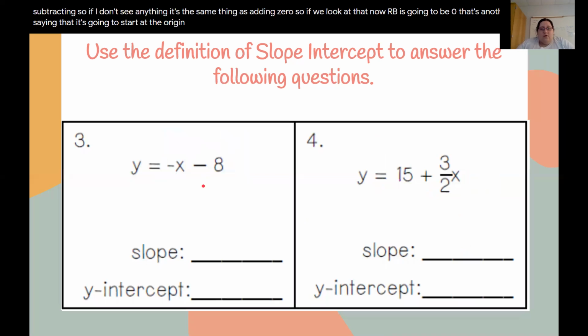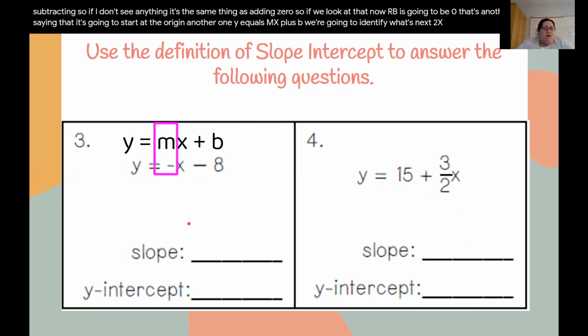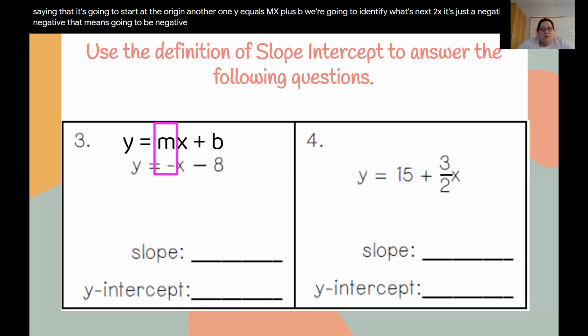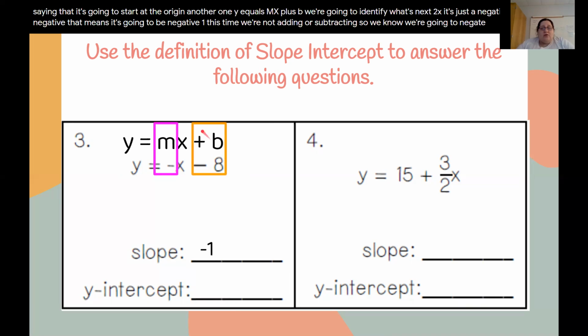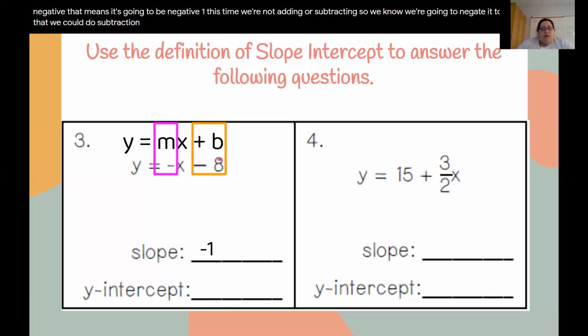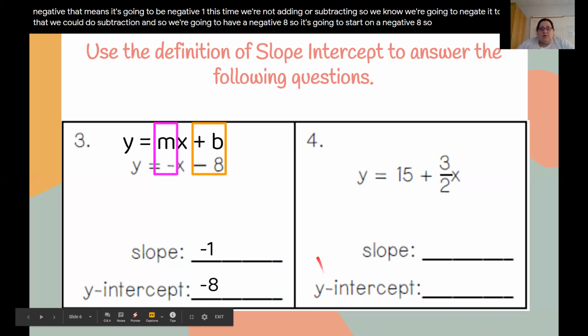Okay, so we have another one, y equals mx plus b. We're going to identify what's next to x, and it's just a negative. So if it's a negative, that means it's going to be -1. And this time we're not adding, we're subtracting. So we're going to negate it to make sure that we can do subtraction. And so we're going to have a -8. So it's going to start on a -8, so under the x-axis.